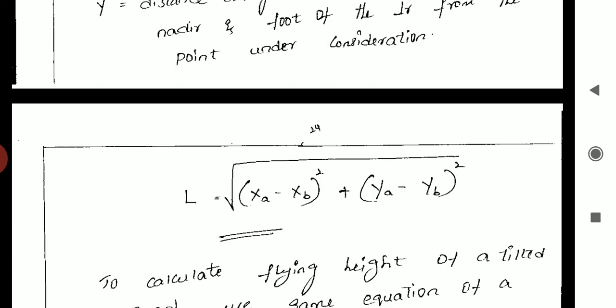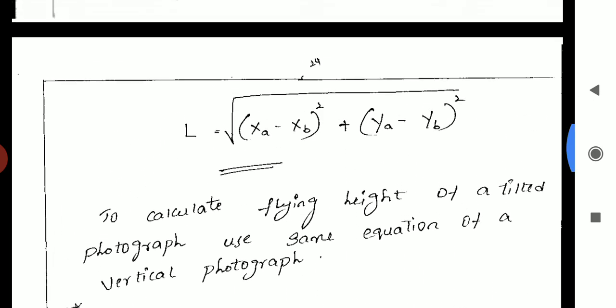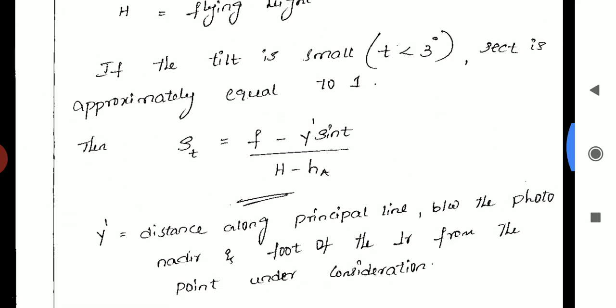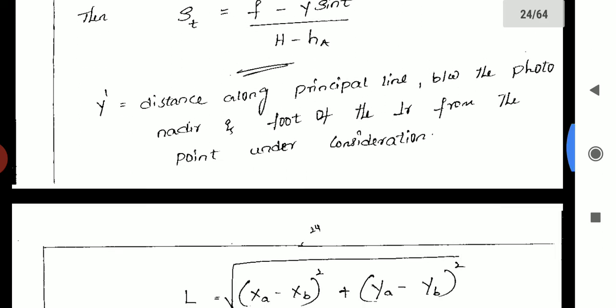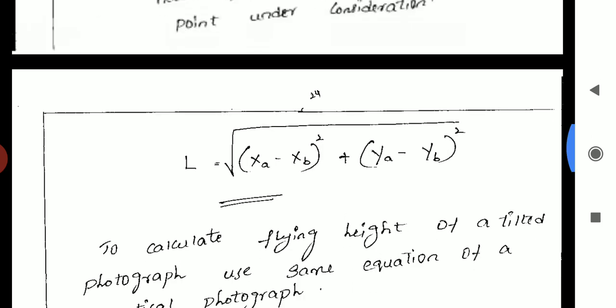We already know the length formula. So by using the length formula we will calculate the flying height of a tilted photograph, using the same equation as for a vertical photograph. So by using St we will get the tilted photograph scale, and by using the tilted photograph scale we will get the value of L.